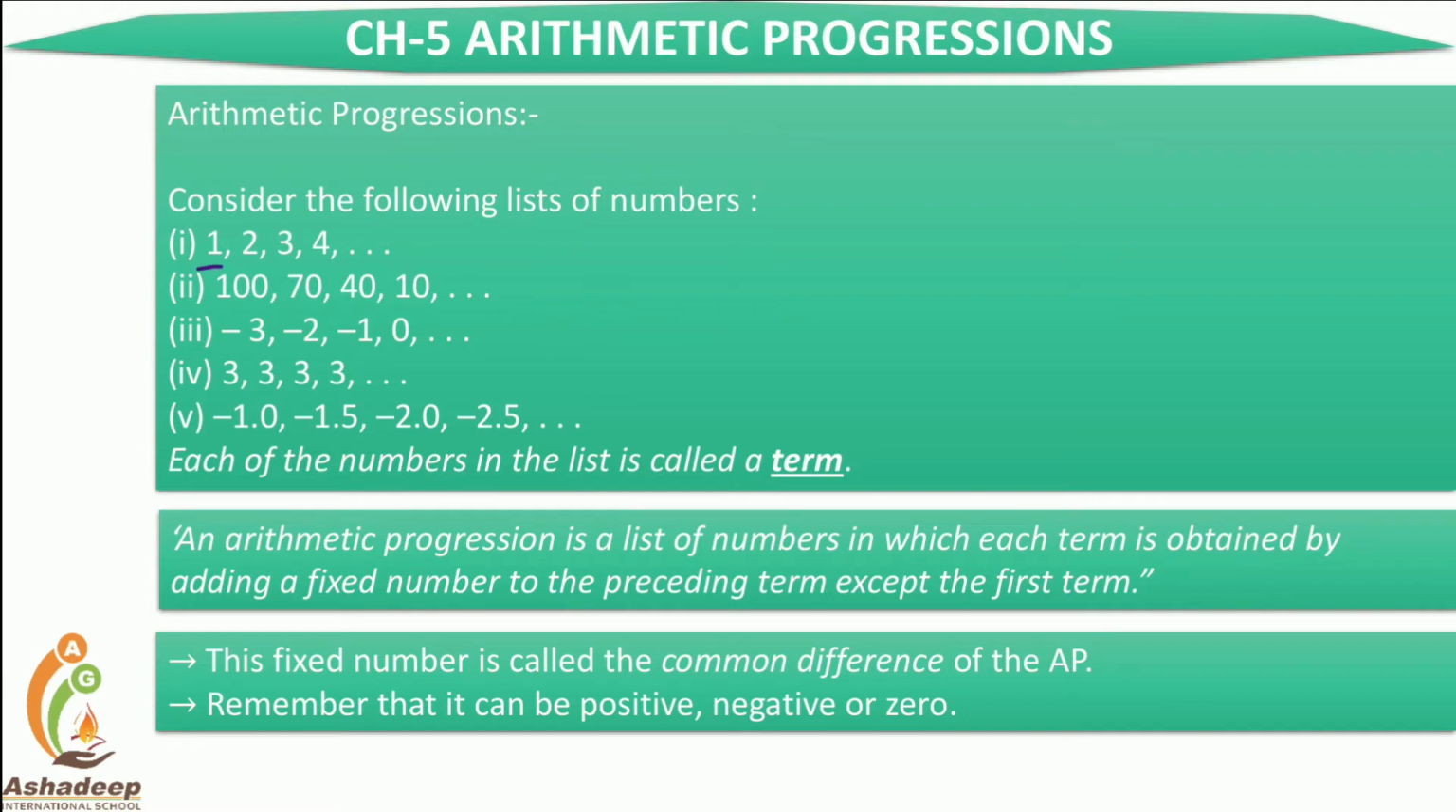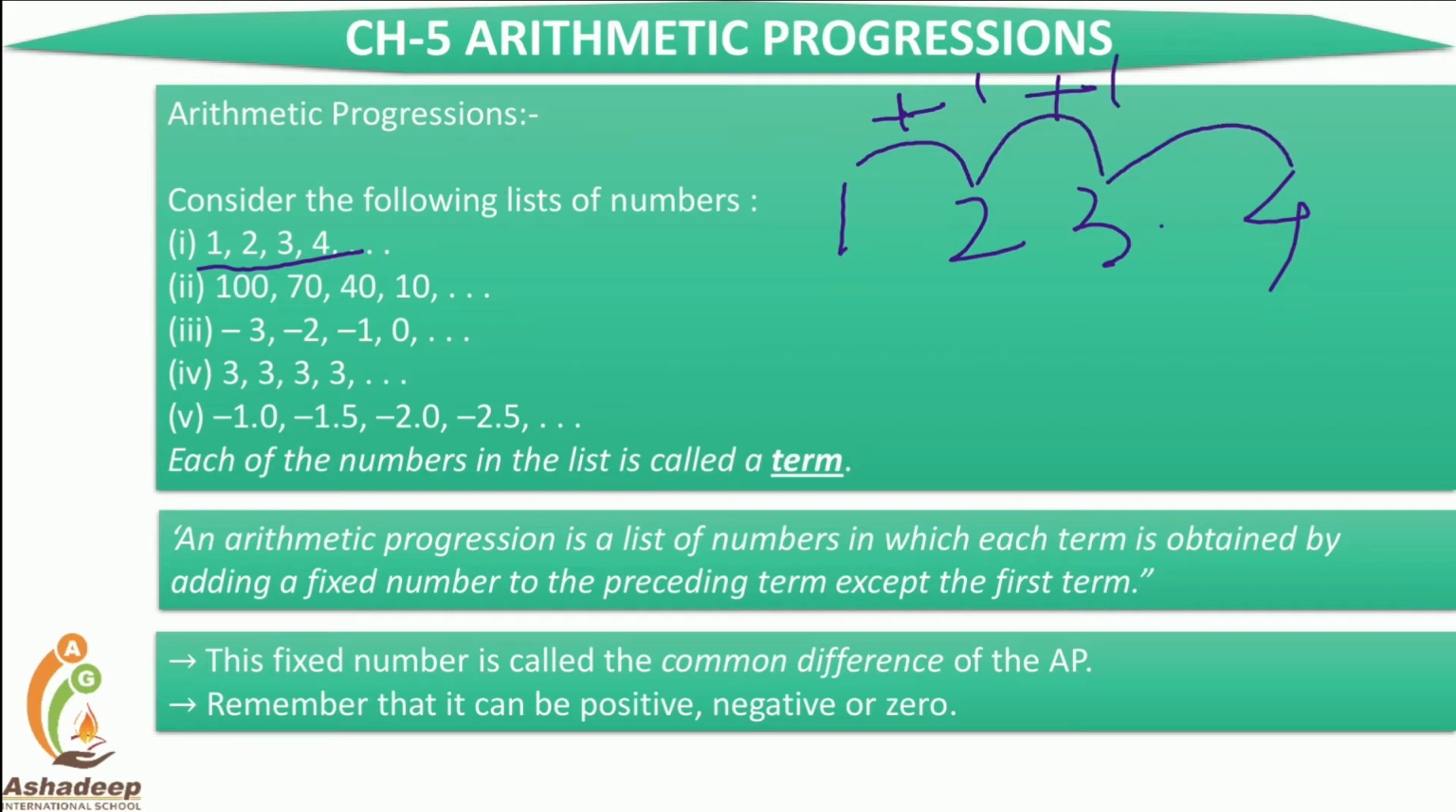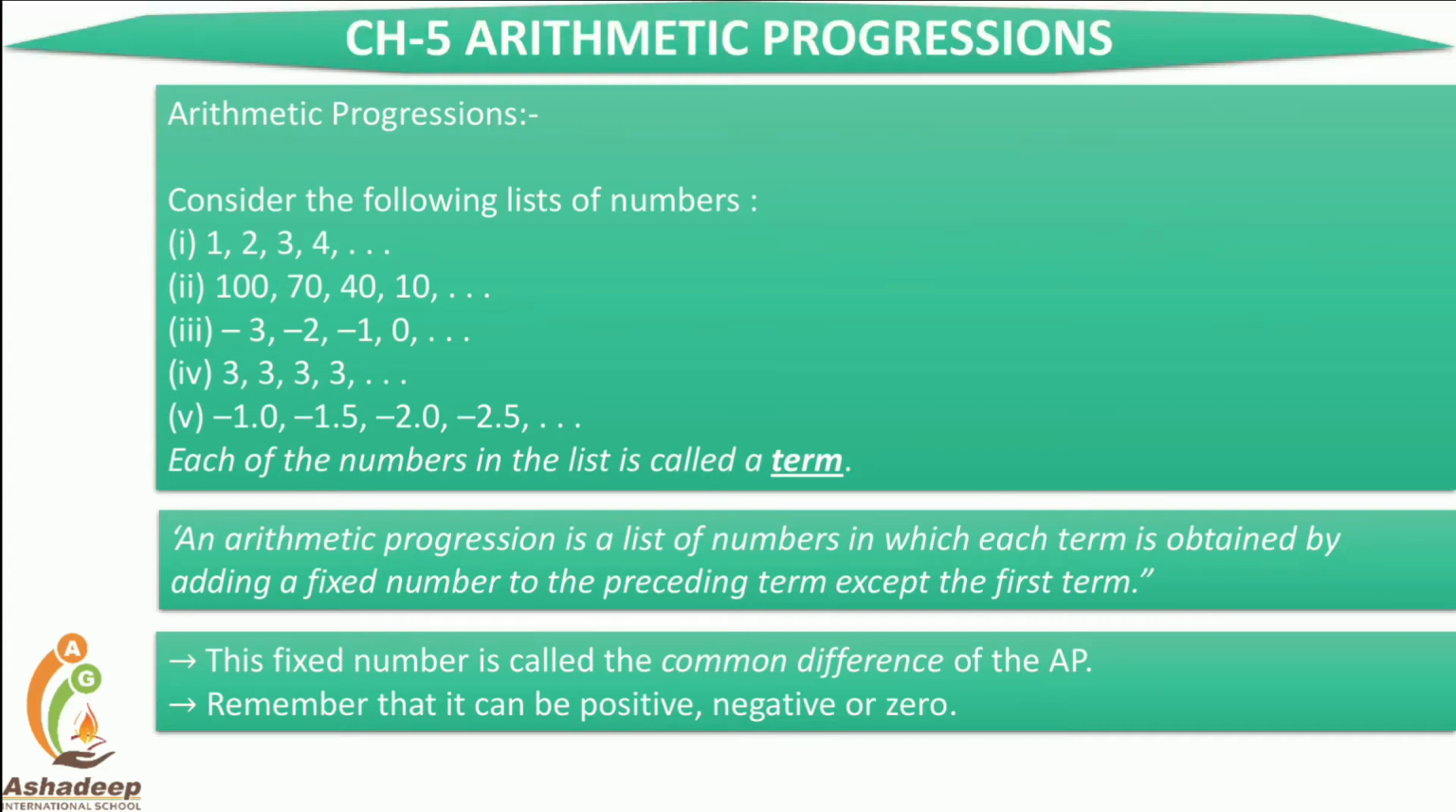So this is 1, 2, 3, 4. After 1, how does 2 come? By adding 1. After 2, how does 3 come? By adding 1. After 3, how does 4 come? By adding 1. Right? Just check this out.